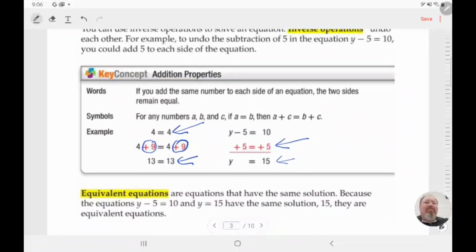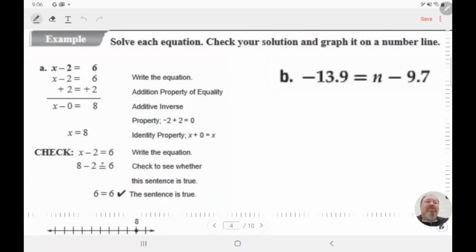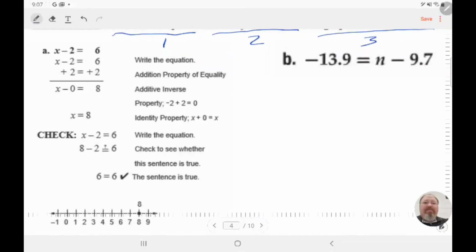So let's look at that in practice. This says to solve the equation, so that's the first part. Then we are to check the solution, that would be the second part. And then to graph it on a number line would be the third part. So we have 3 parts to a question like this, so make sure that you're always reading the instructions to find out what it is you're supposed to do.